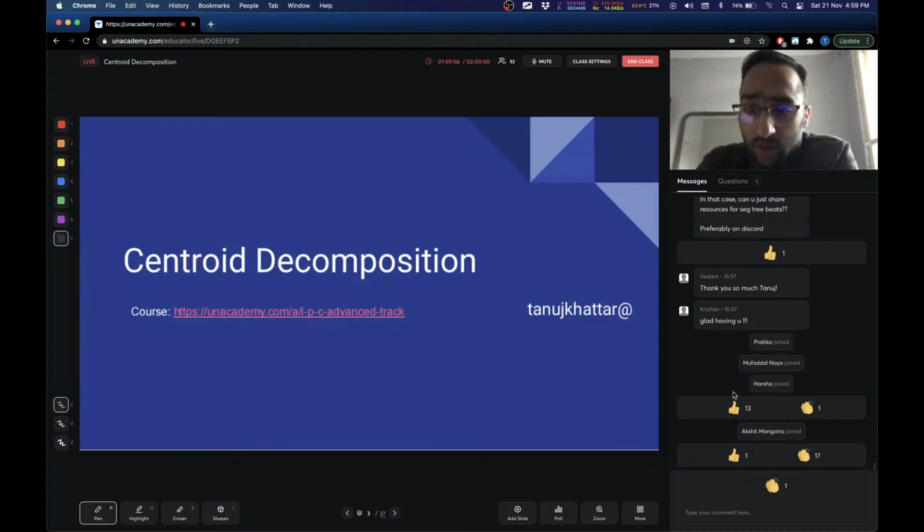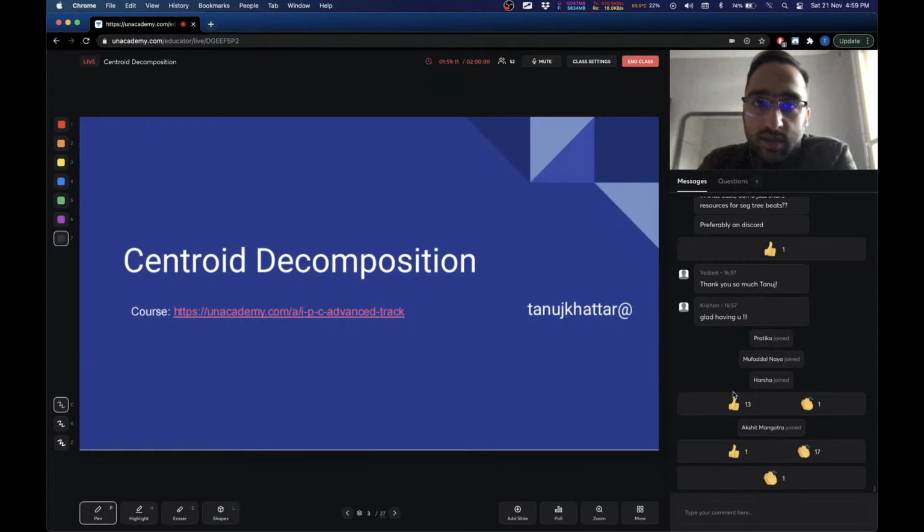This is a complex topic, but once you start appreciating it, I think it really gives you a lot of power to solve a wide variety of questions. Even problems which people solve via HLD or other advanced graph tricks can be solved by centroid as well. So this is a very useful topic which has very diverse applications in solving problems on trees specifically.